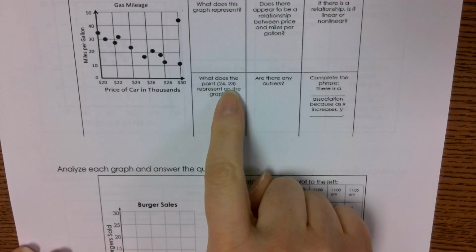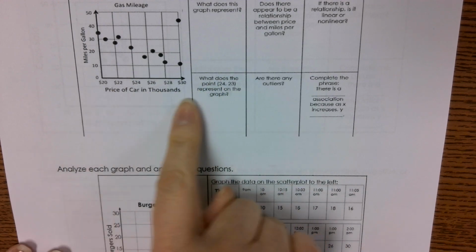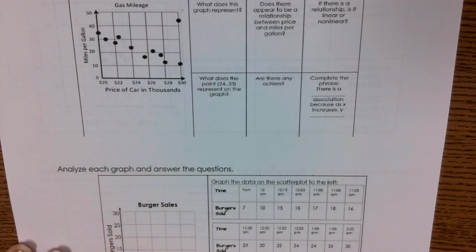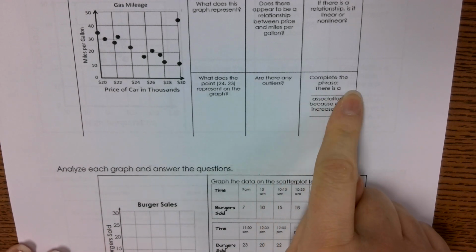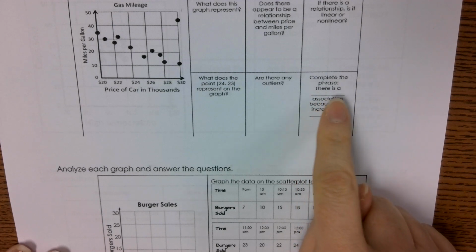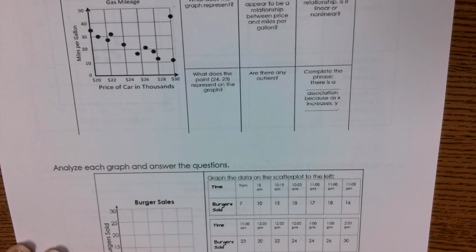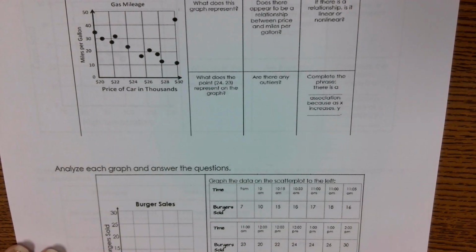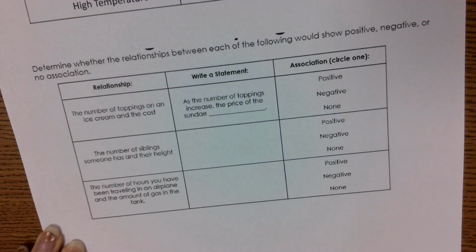Then they're giving you a specific point. So they're telling you the point 24, 23. What does that specific point represent based off of your X and Y labelings? Do you think that there are any outliers in the graph? And then you're going to complete the phrase: there is a blank association because as X increases, Y what? Y increases, Y decreases, Y has no effect. You're going to be answering those questions. So you're doing that for the front and the back. You're going to answer all of these questions, okay? And then we're going to go over it tomorrow.